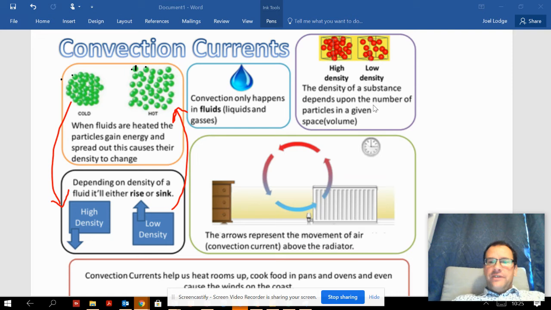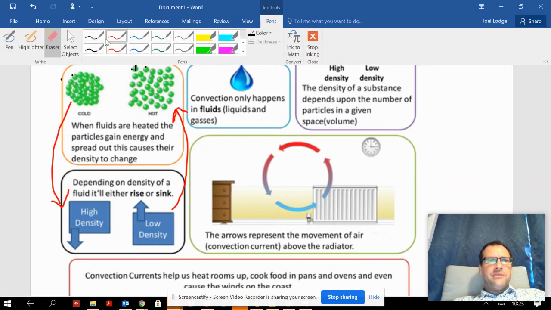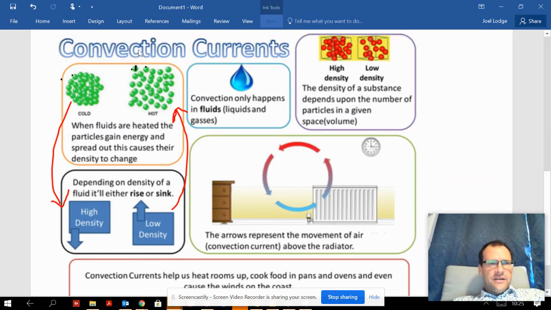Hope you enjoy those two videos, the demonstrations of convection. It gives you an idea of what it actually looks like in real life. Now let's go through some of the theory, right? Use a different colour today.